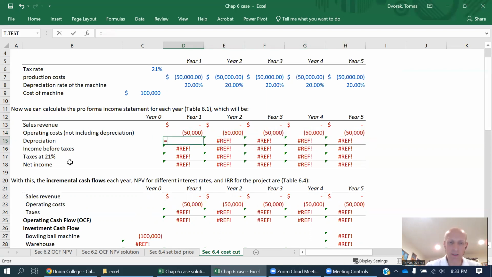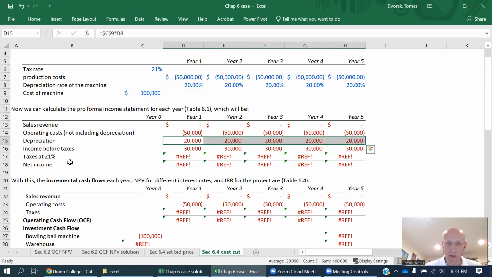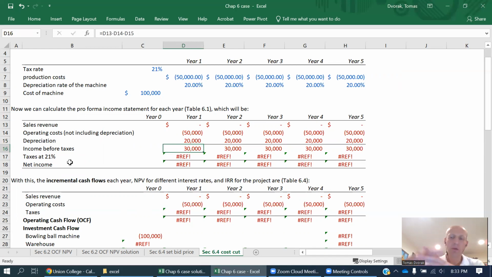Depreciation, let's calculate that. That's the cost of the machine, which is 100K, F4, because we're going to be copying that cell, times the depreciation rate of 20%. Perfect. I'm going to Control R that. Income before taxes is 30,000. That makes sense because we're dropping our operating costs by 50K. We're increasing depreciation expense on net before taxes.